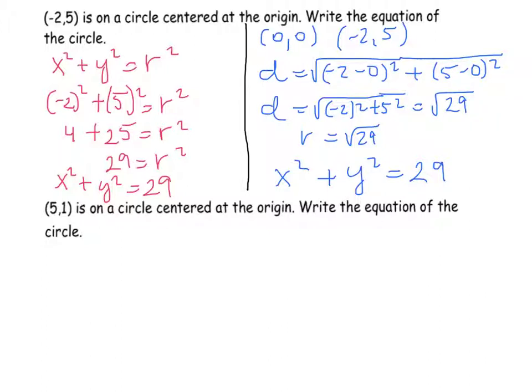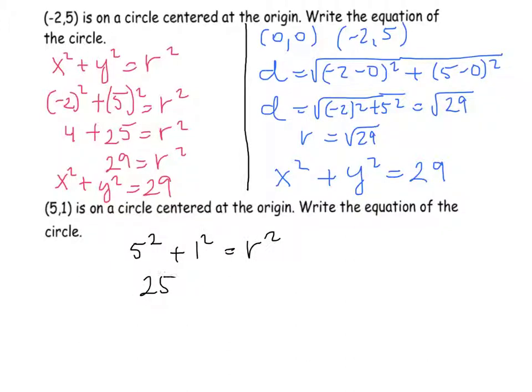So either way, I get the same equation. Now we are going to write an equation for the second problem, which has an ordered pair (5, 1) on the circle, and the center of the circle is the origin. So I'm going to use the method I used first. I am going to say 5 squared plus 1 squared equals the radius squared.